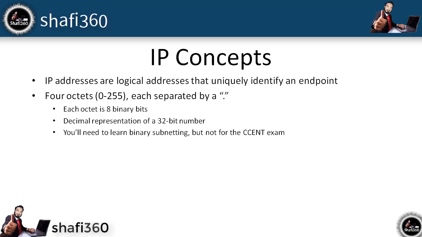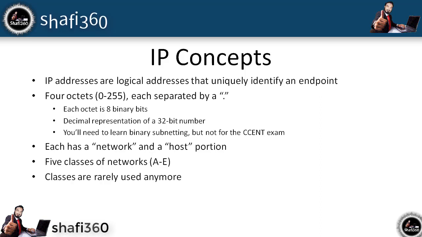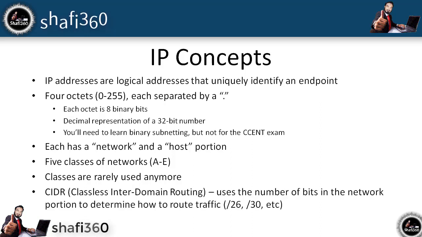Each IP address has a network and a host portion. There are 5 classes of networks, class A through E, but they're rarely used anymore. And when we talk about IP address classes a little later in the course, you'll see why they're rarely used anymore. Now we use what's called CIDR, or classless interdomain routing. It uses the number of bits in the network portion of the IP address to determine how to route traffic. And if you've seen any network discussions, you'll see, oh, that's a /26 network, or that's a /30 network, or that's a /23 network. That is CIDR routing. And again, when we talk about how IP addresses are put together, you'll see how CIDR blocks are put together, and it'll make a lot more sense.